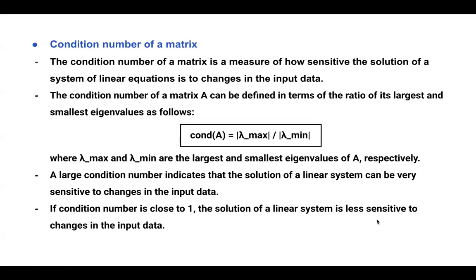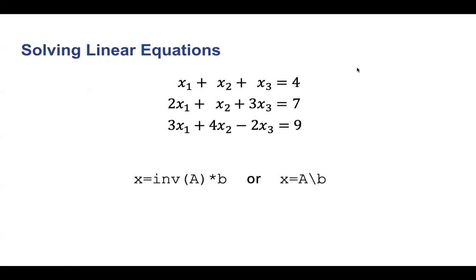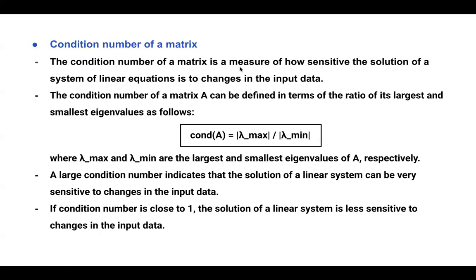Now there is something called the condition number of a matrix. The condition number of a matrix is a measure of how sensitive the solution is. As I told you earlier, this matrix represents a system of linear equations and it has a solution, that is, x1, x2, x3 have particular values. So the condition number gives you an idea of how sensitive the solution of a system of linear equations is to changes in the input data.